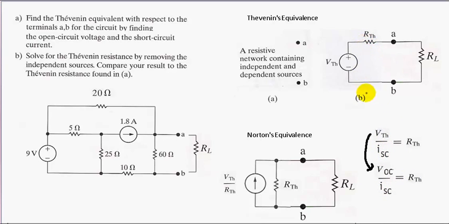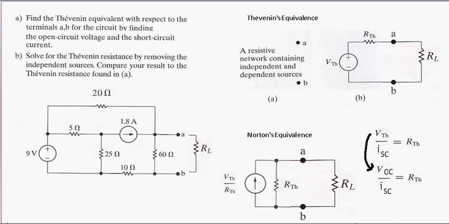The Thevenin's equivalence and Norton's equivalence can be easily transformed back and forth. These are equivalent circuits. You see this? In Norton's equivalence, V Thevenin over R Thevenin would be your I short circuit. You have a current source in parallel with your Thevenin resistance. And in Thevenin's equivalence, you have a voltage source in series with the resistance.